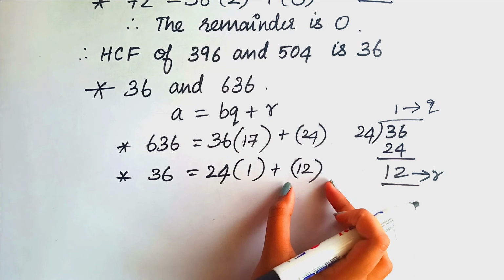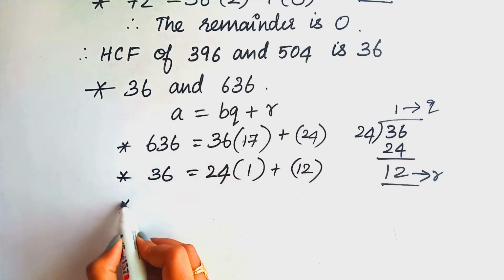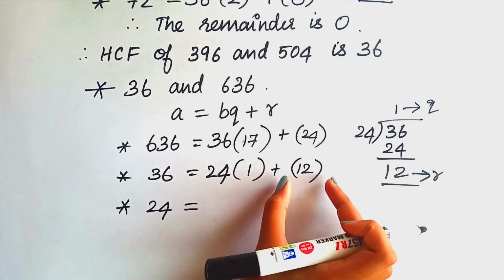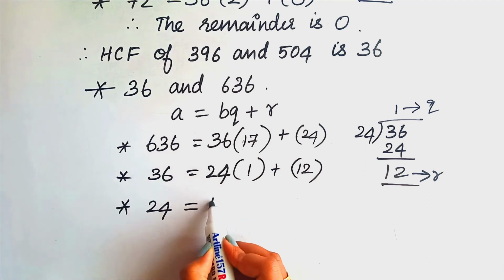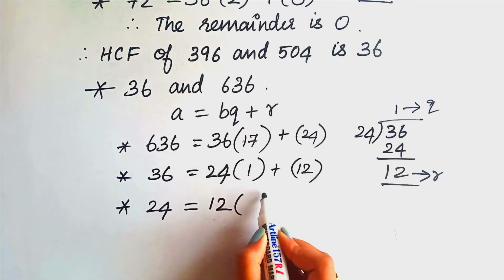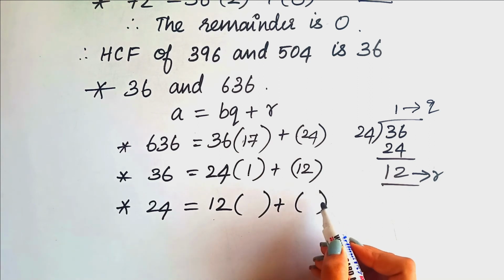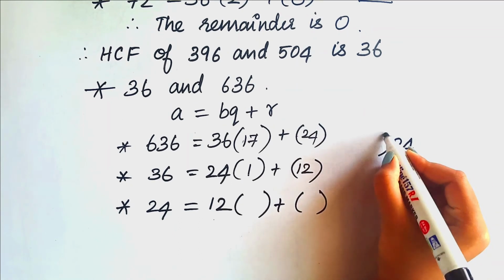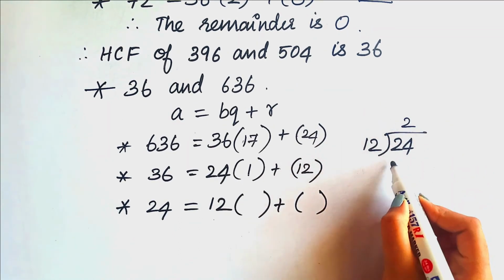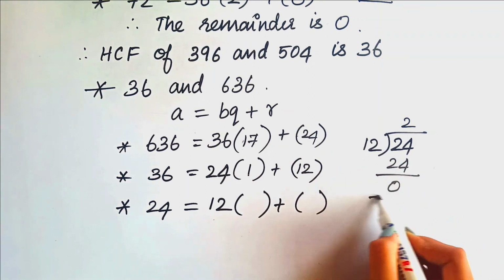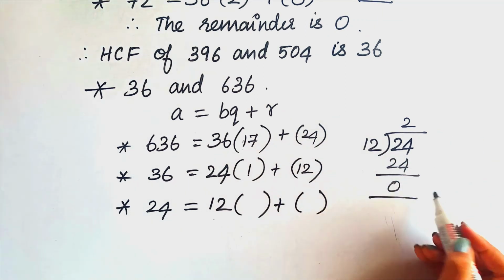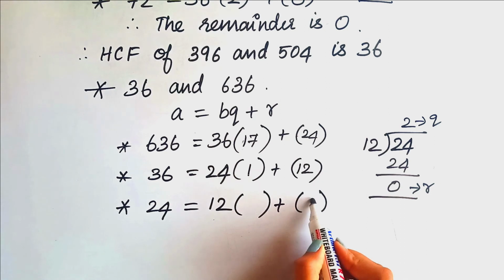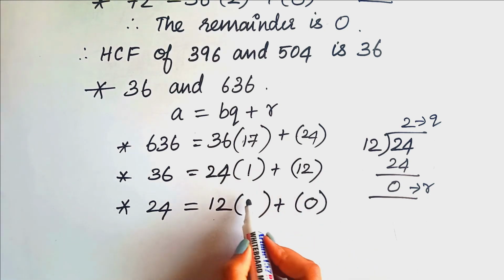Again the remainder is not 0, so again we have to continue the process. Here the divisor will be the dividend, which is 24, and the remainder will be the divisor, which is 12. Okay, now we have to find the quotient and remainder for this. Let's divide. Here the dividend will be 24 and the divisor is 12. So 12 twos are 24 and the answer is 0. Okay, so therefore our remainder is 0. This is our quotient. So let's substitute that. The remainder is 0 here and the quotient is 2.